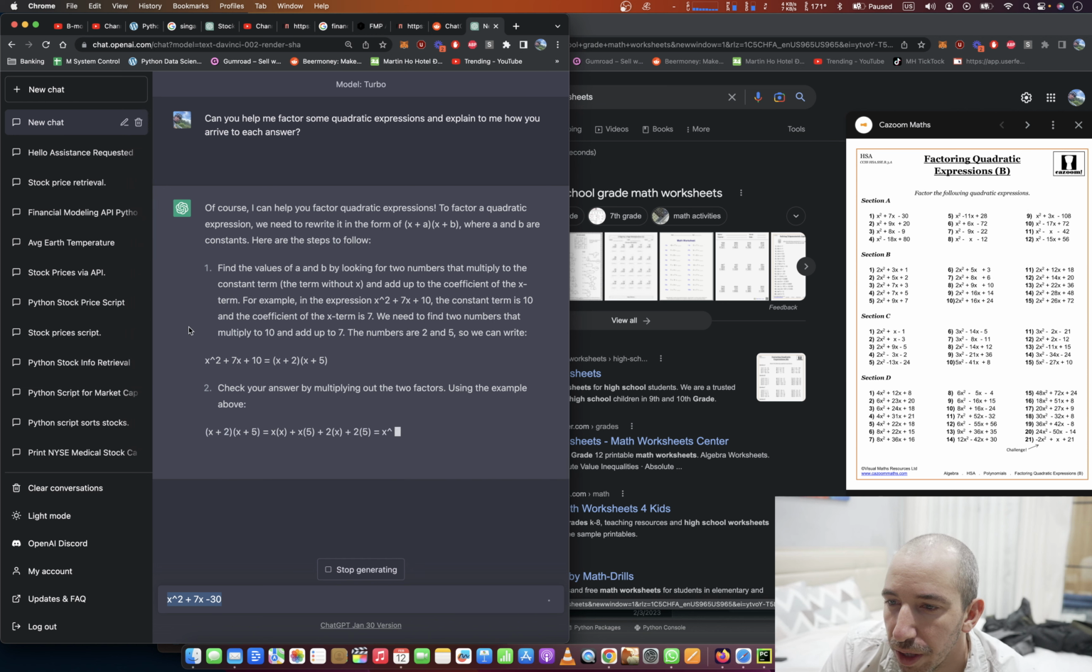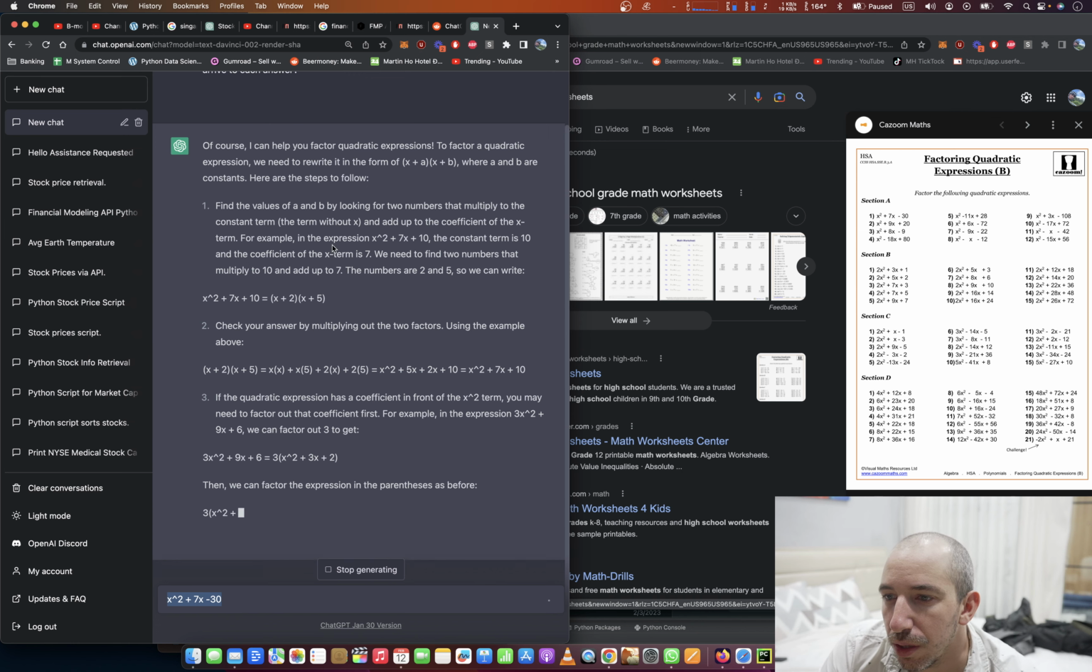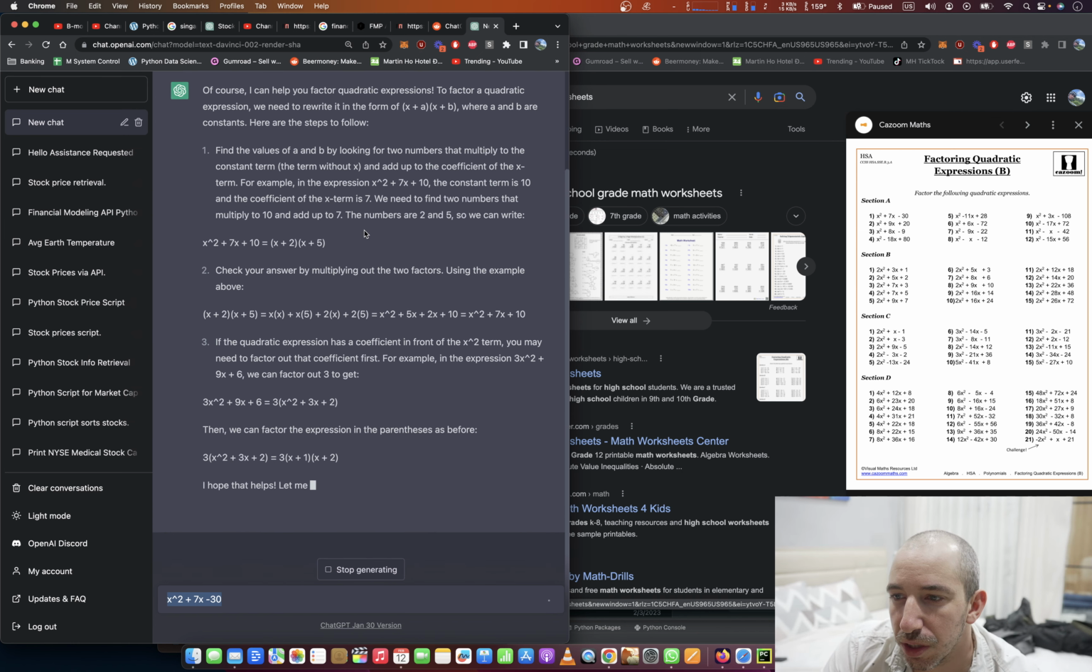Of course. Find the values of a and b by looking for two numbers that multiply to the constant term without x, and add up to the coefficient of the x term. For example, in the expression x squared plus 7x plus 10, the constant term is 10, the coefficient of the x term is 7. You need to find two numbers that multiply to 10 and add up to 7, and the numbers are 2 and 5, so we can write (x plus 2)(x plus 5). Interesting.